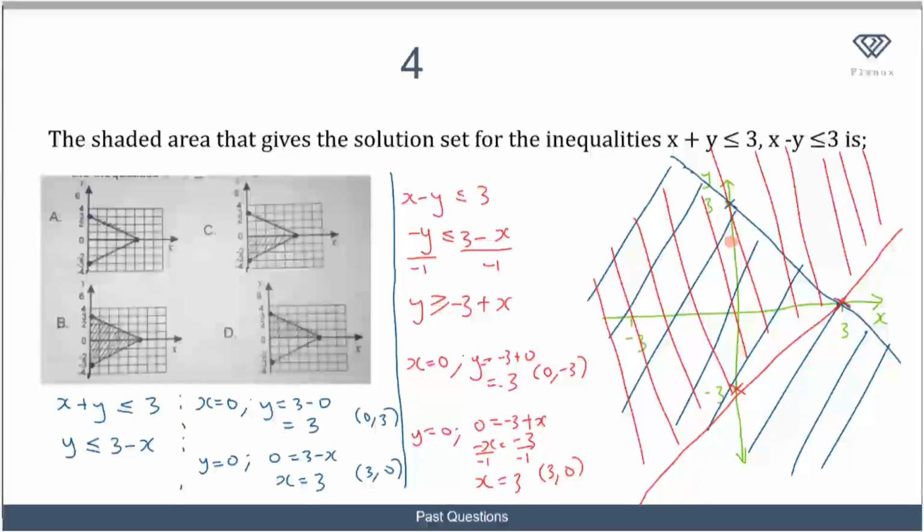As we have discussed before, our set of solution will be the region in which the two lines intersect or overlap with each other. And if you can see carefully, this is the region in which the two lines overlap with each other. So which of our options corresponds to that?